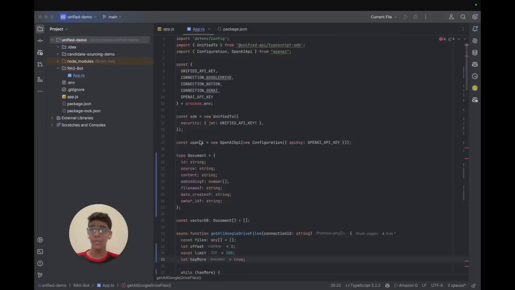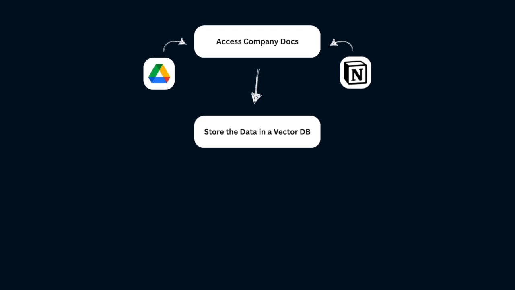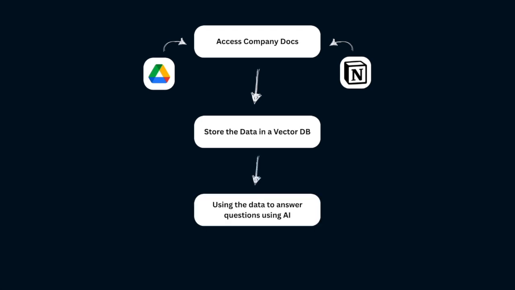Hey everyone, in this video I'll show you how to build a Retrieval-Augmented Generation, or RAG, Q&A bot using Unified. Now this approach lets your software application answer questions using all of a company's internal knowledge, whether it's stored in Google Drive, Notion, or really any other platform that Unified connects to. The basic application that we will be building today will fetch documents from Google Drive and Notion, store them in a vector database, and then use AI to answer questions using that said knowledge.